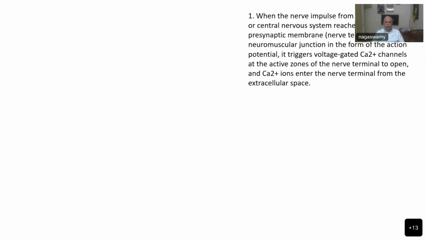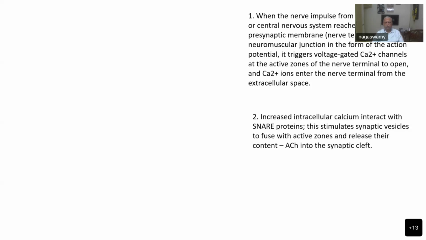And when an impulse from the peripheral and central nervous system reaches the presynaptic membrane, that is the nerve terminal of the neuromuscular junction, in the form of an action potential, it triggers the following. First thing that happens is the voltage gated calcium channels at the active zones of the nerve terminal open, and calcium ions enter into the nerve terminal from the extracellular space. That is the first reaction that happens.